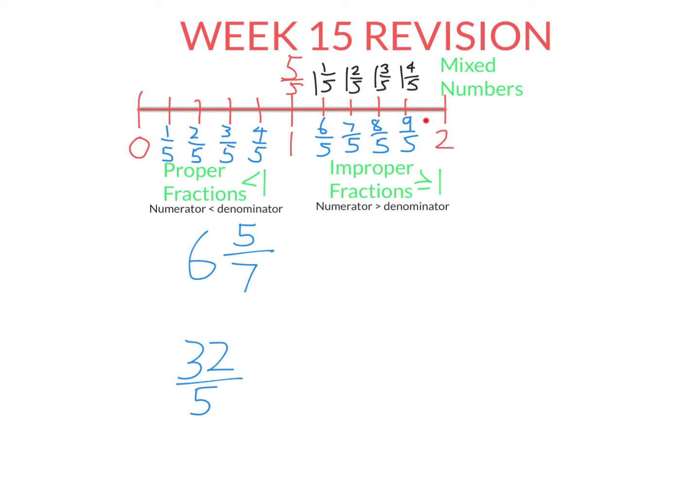So because each of these are more than 1 whole, we can write it as a whole plus a little bit more. Each of these can be written with a whole number plus a proper fraction. When we write it in this way, the way I've done in black, we call these mixed numbers. Mixed because they include a whole number part and a fractional part.